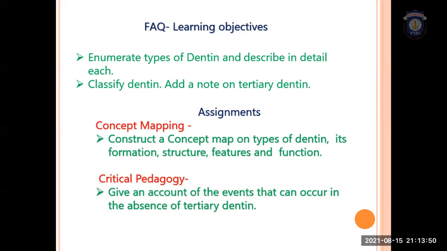Then the second assignment would be the critical pedagogy. So try to learn the chapter after looking up the reference textbooks and try to give an account of the events that can occur in the absence of tertiary dentine. So what will happen to the tooth if an insult or an injury has occurred and there is no tertiary dentine? So give an account of that as critical pedagogy.